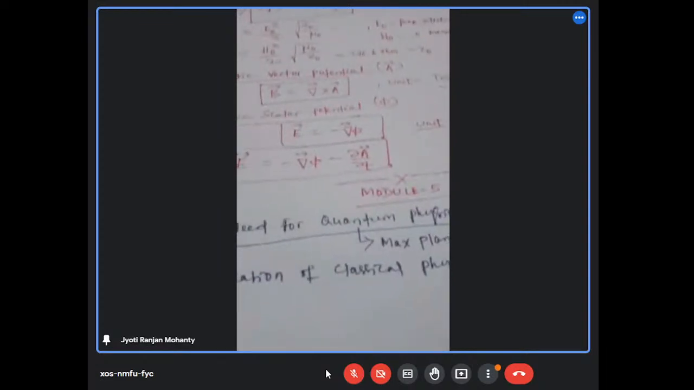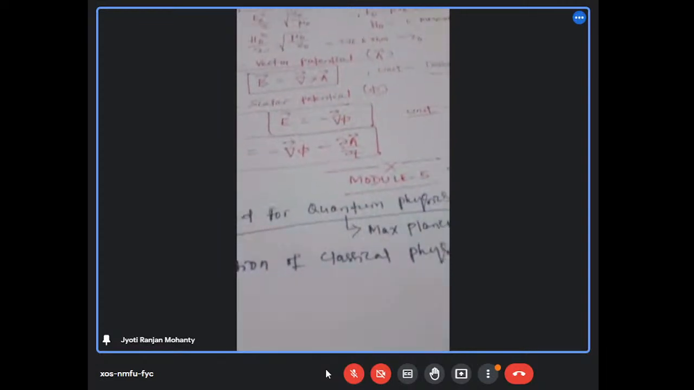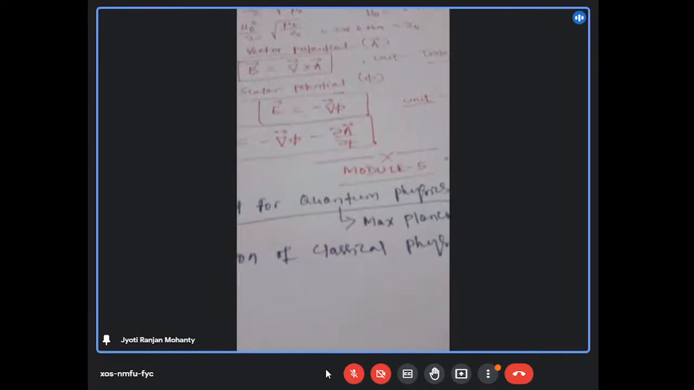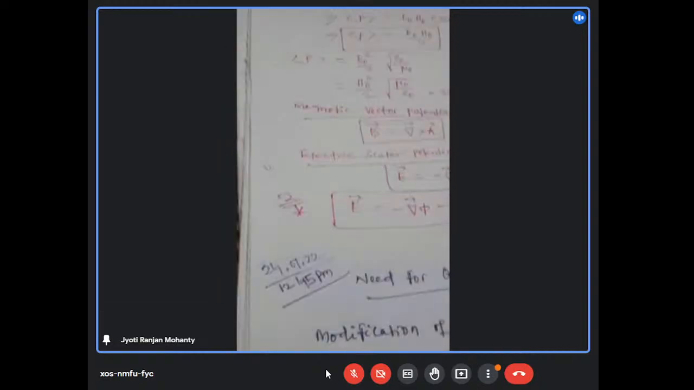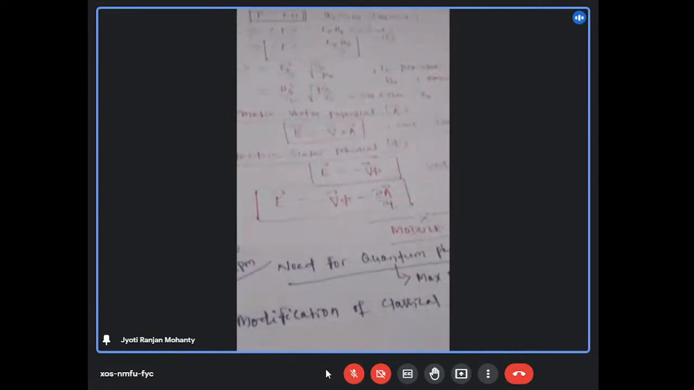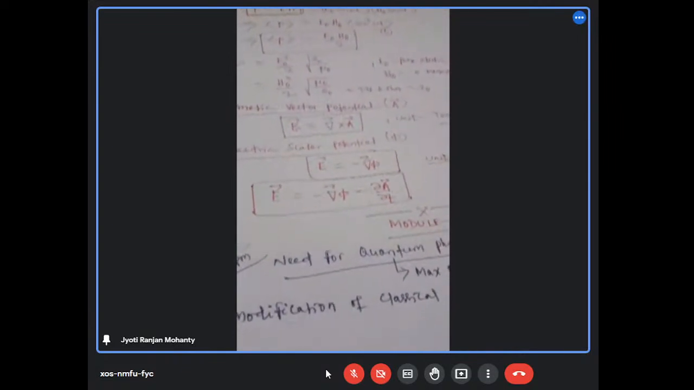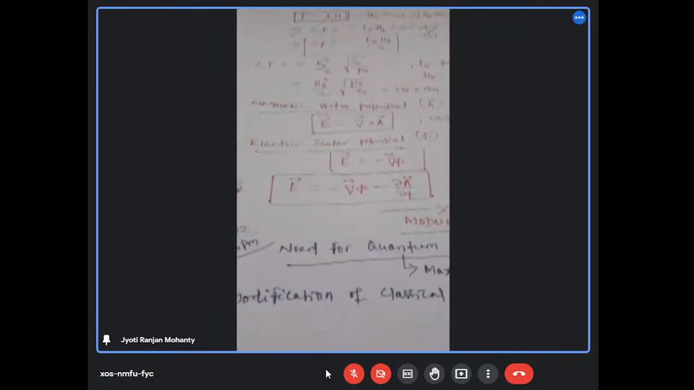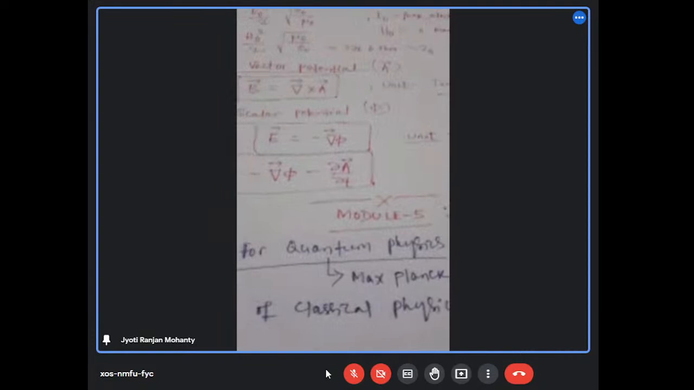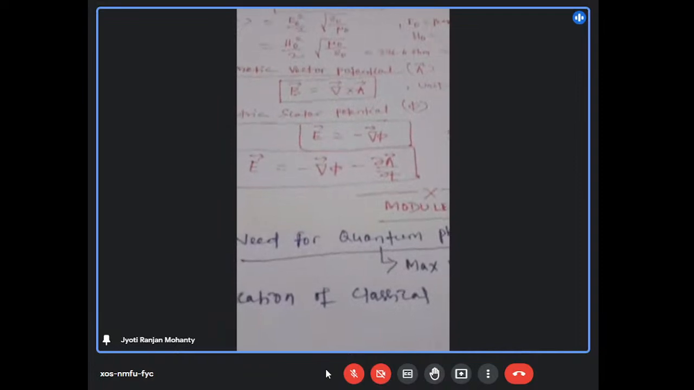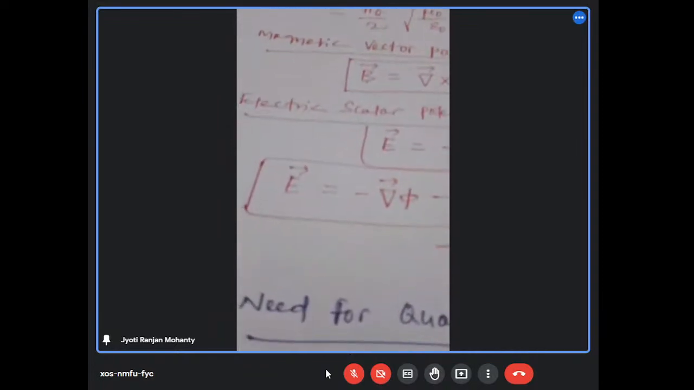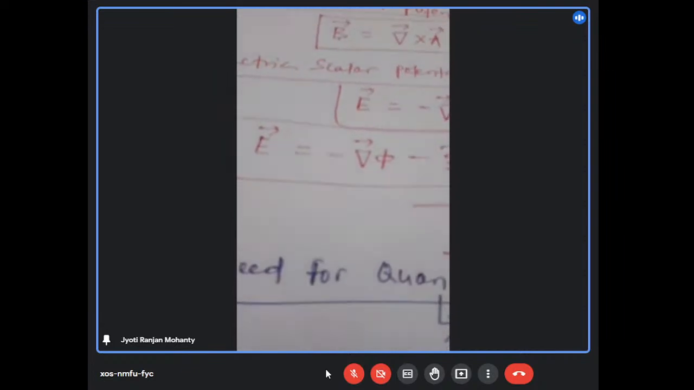If you go to the definition, it is the study of the very, very small things. Basically in classical physics we study large objects, but here quantum means it is the study of very, very small objects. Understood? You can write: it is the study of very, very small particles.